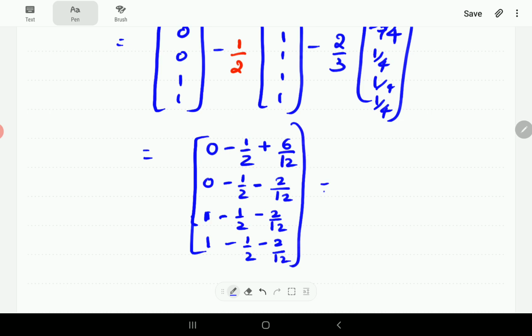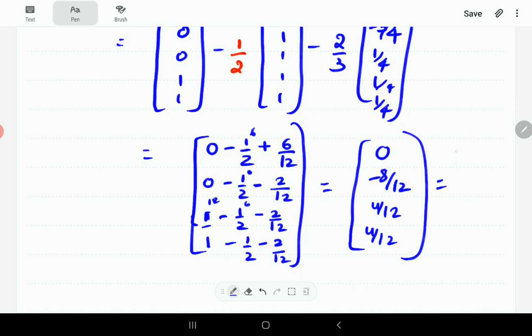Okay, let us simplify. Here 12 is the LCM, so 2 times 6, so 6 minus 6, that is equal to 0. So here we get 0, the first term. Here it is 6 again, so minus 6 minus 2, minus 8 by 12. The LCM is 12, so this is 12 and this is 6 and this is 2, so 12 minus 8, that is 4 by 12, and same here, 4 by 12.